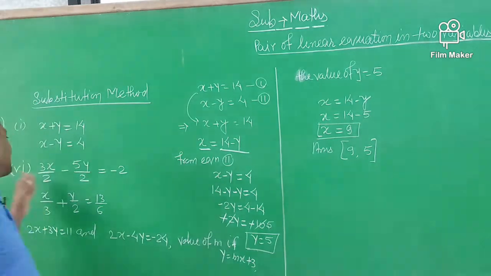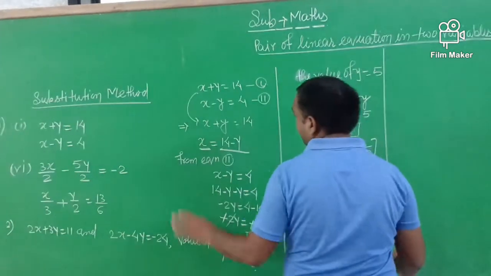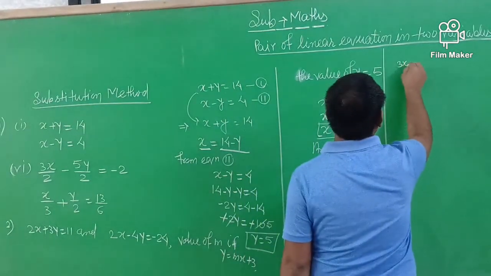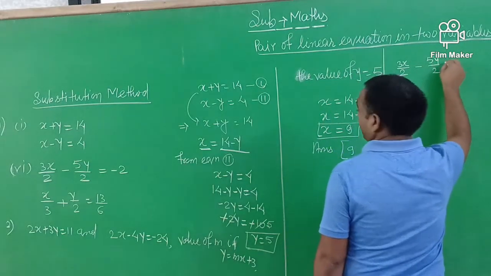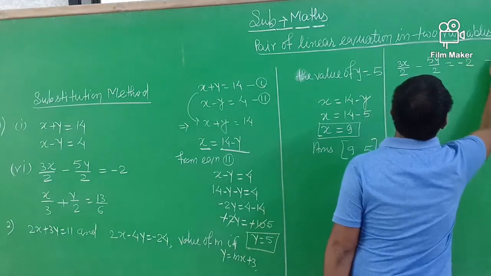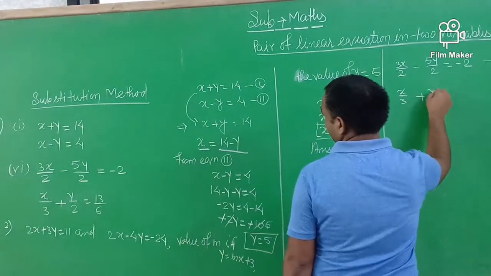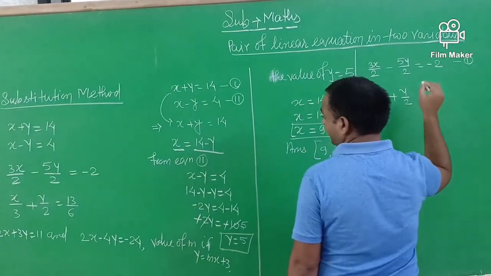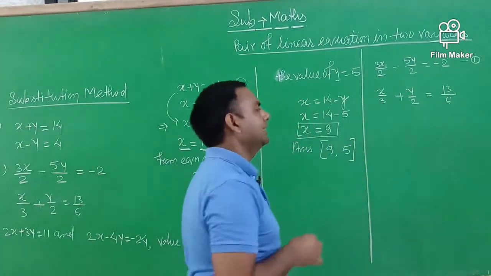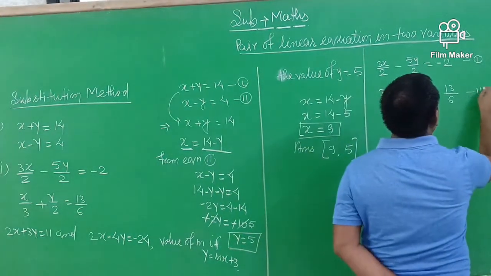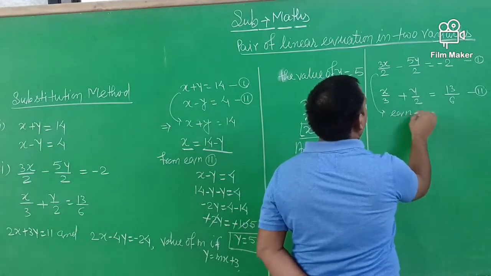In the second question, number 6, it is given that 3x by 2 minus 5y by 2 is equal to minus 2. It is equation number first. Then x by 3 plus y by 2 is equal to 13 by 6. This is equation number second. You take the substitute. First I solve equation number first.